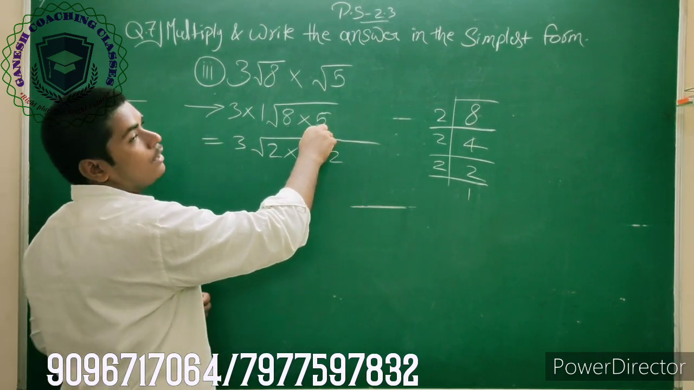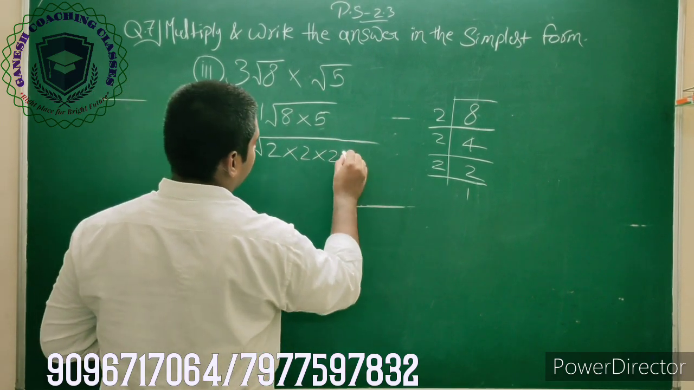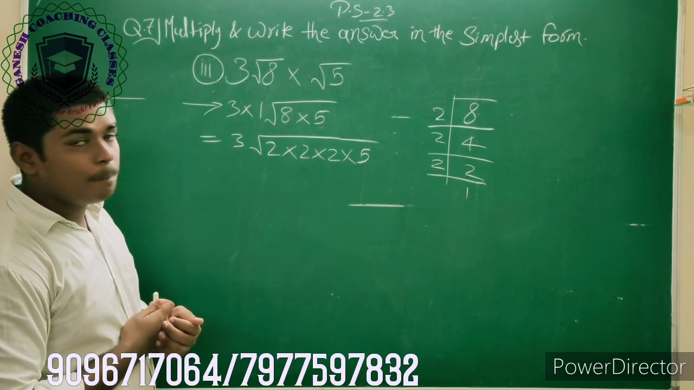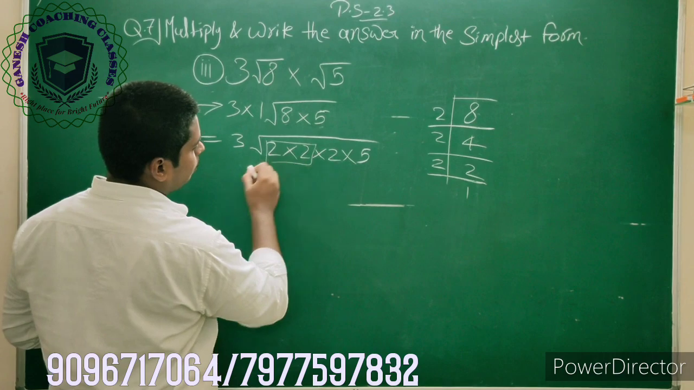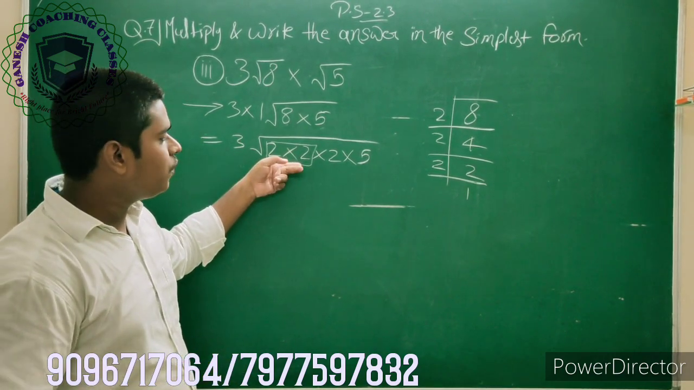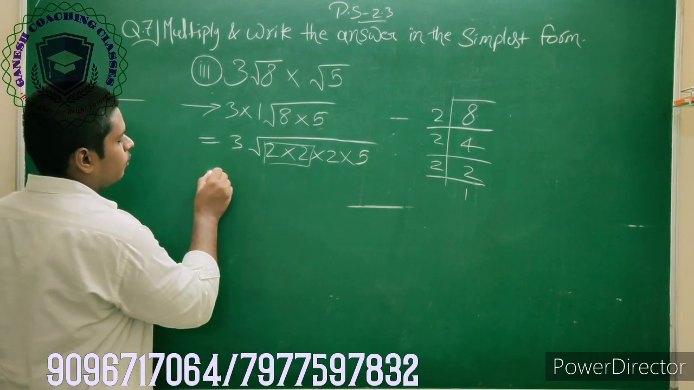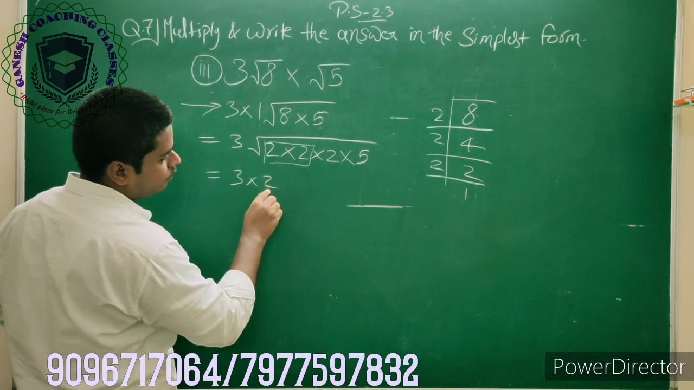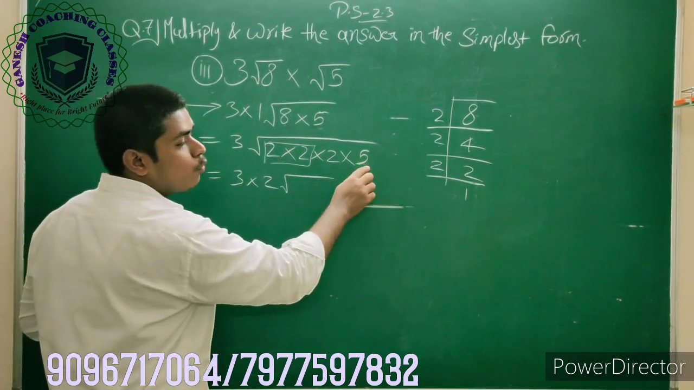5 is itself a prime number, so there is no need to convert it into prime factors. So 5 can be written as it is. Now make pairs of two numbers. Okay, so here we are getting only one pair of 2, and what remains here is 2 and 5. So this pair we have to take out from the root and it converts into a single number, and what is remaining in the root is 2 and 5.